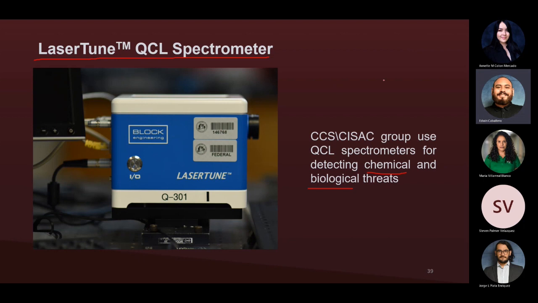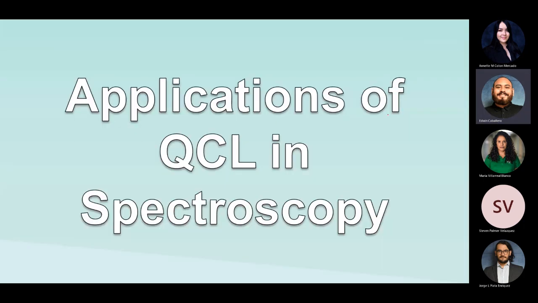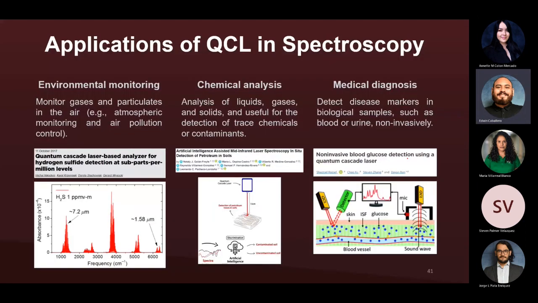Now, what are the different applications that QCL has been used in spectroscopy? It has been used for environmental monitoring, where you can monitor gases, particulates, pollution, etc. Chemical analysis is basically the bread and butter. You're going to see a lot of studies where they have used QCLs to detect explosives, to detect different chemical and biological threats. Medical diagnostics, it has been used to detect disease markers in biological samples, in urine, in blood, and other places. You also have industrial process control.